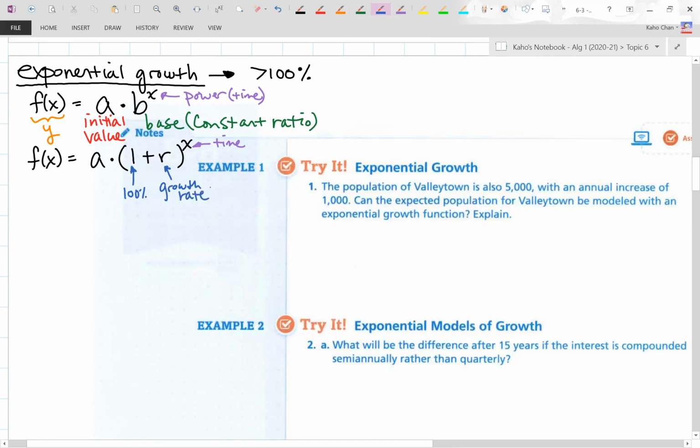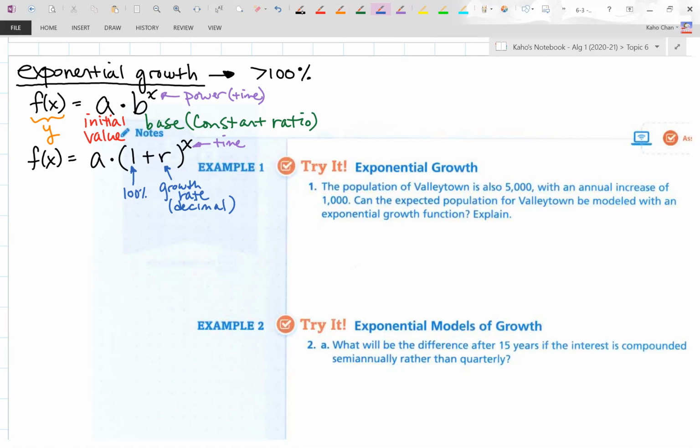You do need to convert it to a decimal in order for this formula to work. Notice 100% is literally 1.00. Okay, so I'm not going to jump to the note taker's actual problem until later.